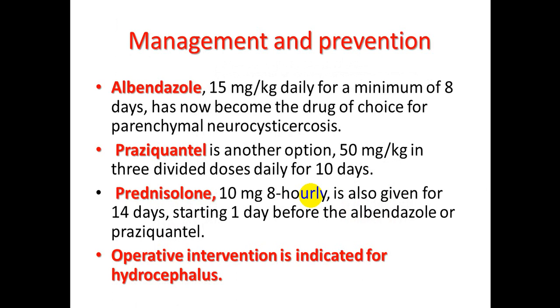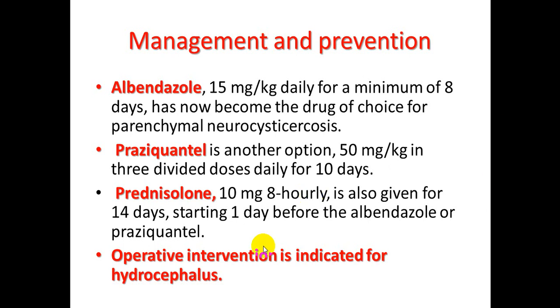Management: albendazole 50 mg per kg daily for a minimum of 8 days has now become the drug of choice for parenchymal neurocysticercosis. Praziquantel is another option, 50 mg per kg, in three divided doses daily for 10 days. Prednisolone 10 mg 8 hourly is also given for 14 days, starting on day 1 before the albendazole or praziquantel. The role of prednisolone is to prevent allergic reaction that occurs during treatment, whenever the cysts are present in large number.